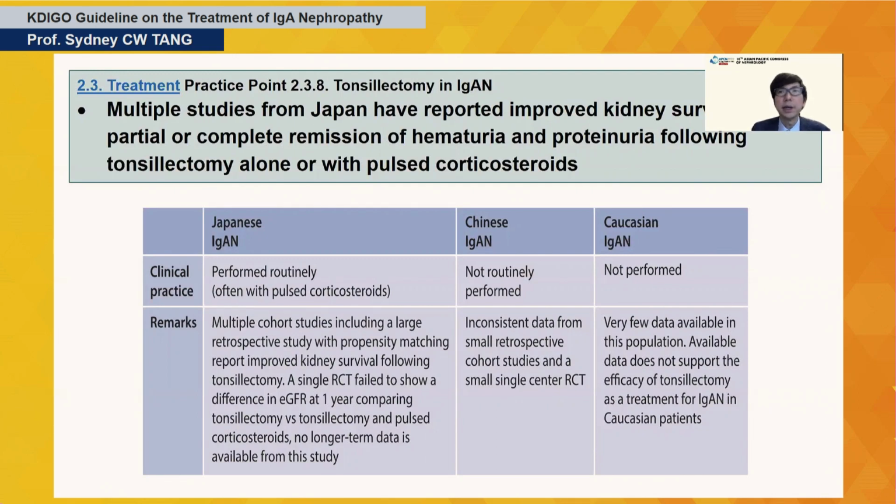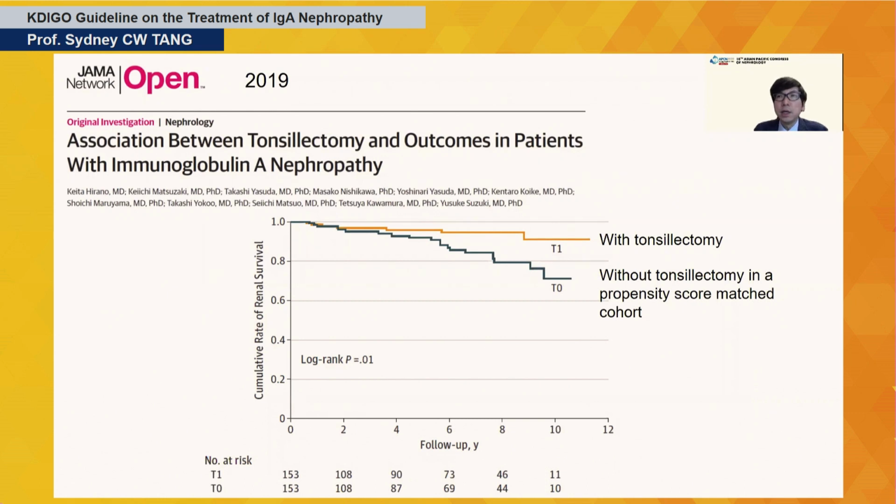And more recently, using a one-to-one propensity score matching between patients who had tonsillectomy versus patients who did not have a tonsillectomy, the study found that tonsillectomy was associated with a lower risk of reaching renal endpoints, particularly in terms of improved renal survival in the tonsillectomy group in patients with IgA nephropathy. So therefore, the guideline included a special consideration of tonsillectomy for the Japanese population.